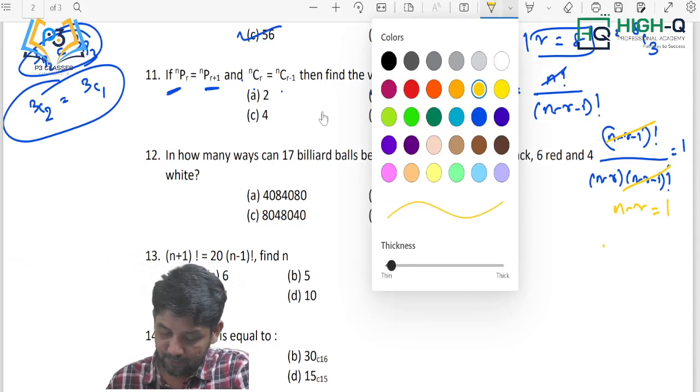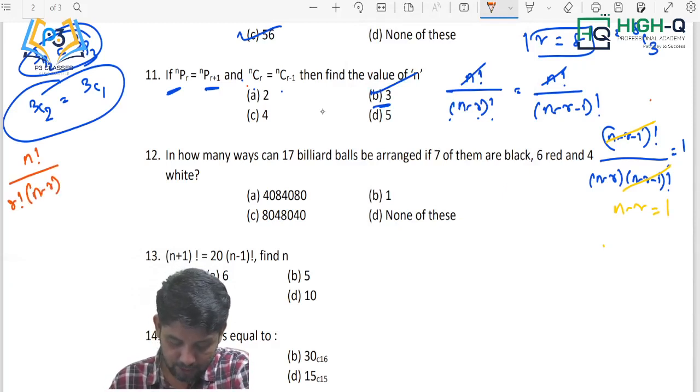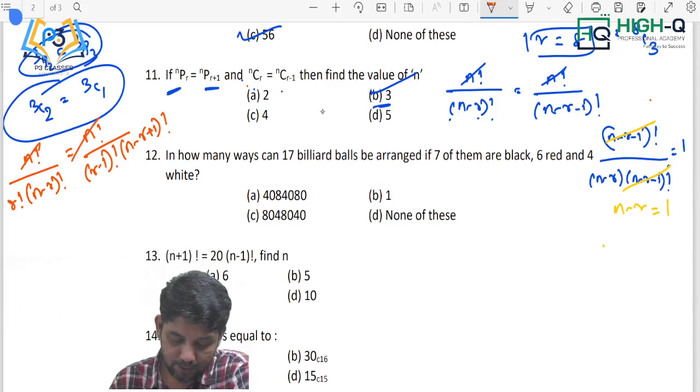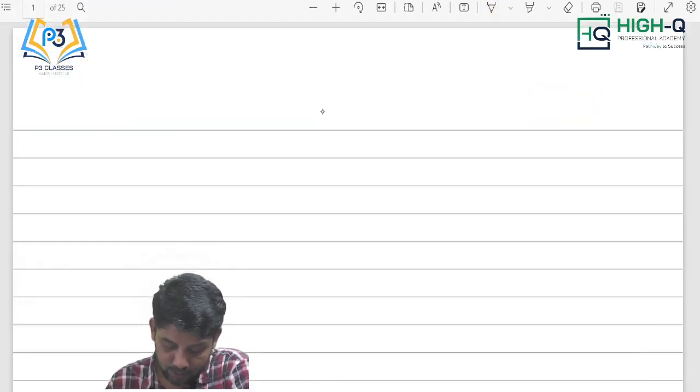Same way, second condition we will take. What is the second condition? nCr is equal to nC(r minus 1). n factorial divided by r factorial into (n minus r) factorial is equal to n factorial divided by (r minus 1) factorial into (n minus r plus 1) factorial. n factorial gets cancelled. Okay. So let me write it on the page here.